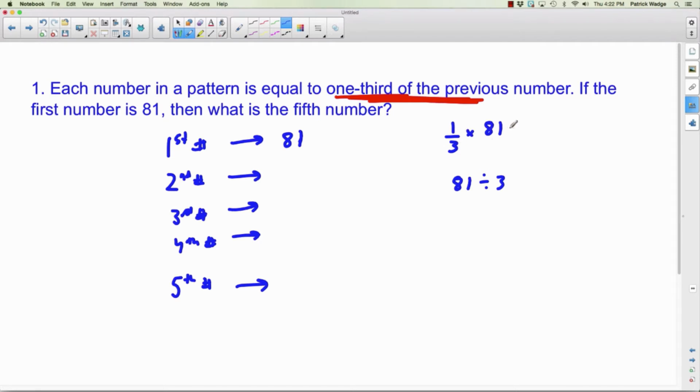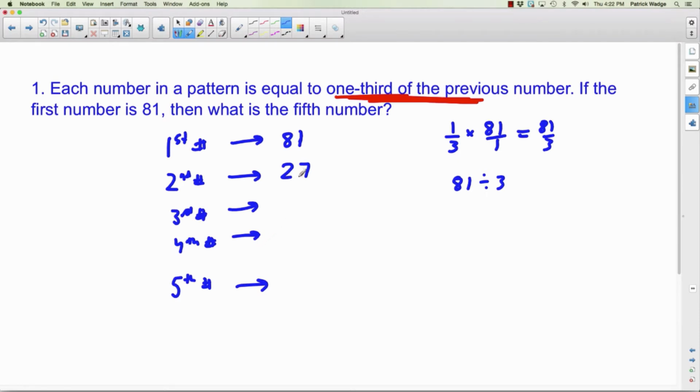Do 1/3 times 81, you could ninja slice this, and you'll end up with 27. Or if you don't like ninja slicing, you go 81 over 1. 1 times 81 is 81. 3 times 1 is 3. Hey, look what you ended up with. 81 divided by 3, just like I did here, 81 divided by 3. And 81 divided by 3 is 27. So that's the second number.